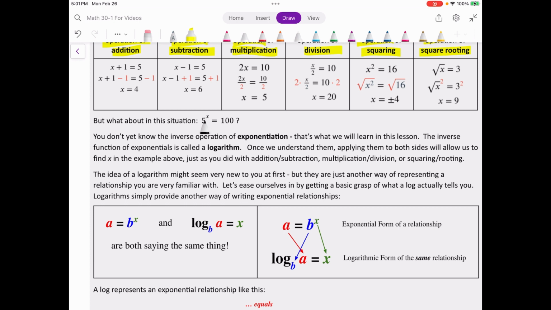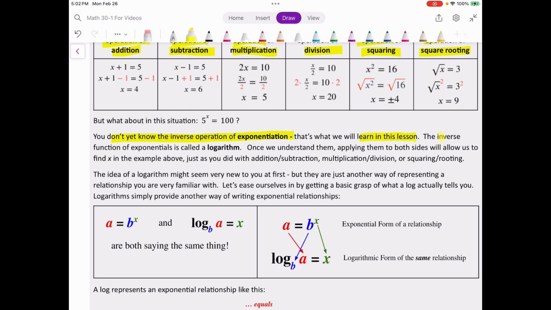Except, what is the opposite of something being raised to the power of X? It's not X to the power of something. We know we could use a root to undo that. This is something to the power of X. We don't have an inverse operation yet for exponentiation. That's what we call this. X is being exponentiated because it's the exponent. So we don't yet know the inverse operation of exponentiation. That's what we're going to start learning in this lesson.